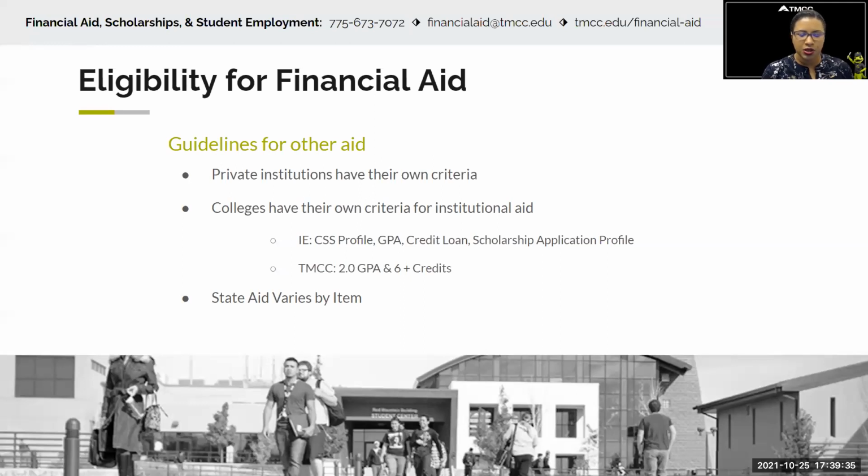And some colleges will ask you to fill out a CSS profile in order to get your scholarships at their school. Some will have a GPA requirement. They may have credit requirements for loans, or they may require you to make a scholarship applicant profile. So it really depends on the school you're going to. And then in Nevada, there's different kinds of state aid, and in most states as well, but those are going to vary by item, not by the whole state as a whole.